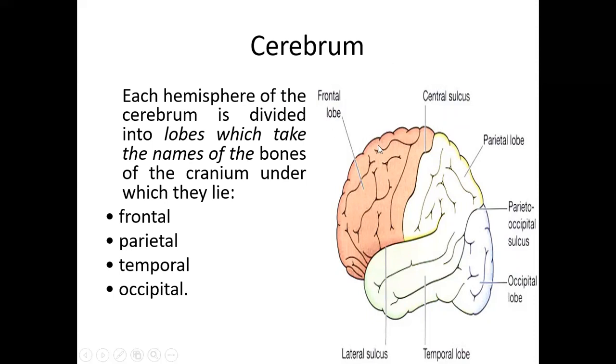In front, the frontal bone is there above, and just deep to that will be the frontal lobe. Above will be the parietal bone, and just below that will be the parietal lobe. Behind will be the occipital bone, and this is the occipital lobe. And on the lateral side, we have the temporal bone, so this is called the temporal lobe. So there are four lobes: the frontal lobe, parietal lobe, occipital lobe, and the temporal lobe. These are the four lobes of the cerebrum. How are they named? Depending on which bone outside is lying over them.